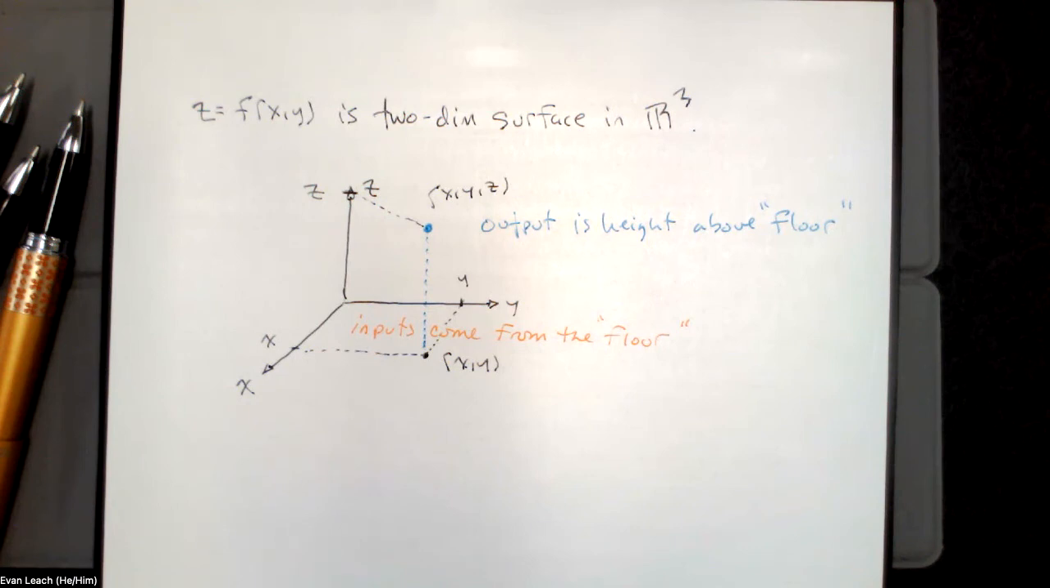So imagine I'm just going to put a height of 3 feet above every point on this floor. Then I'm going to build a sheet of paper that is 3 feet above the floor everywhere. That's going to be our surface. That'll be a very simple function. f of x, y equals 3, because every point above the floor has a height, we have an output of 3 feet.